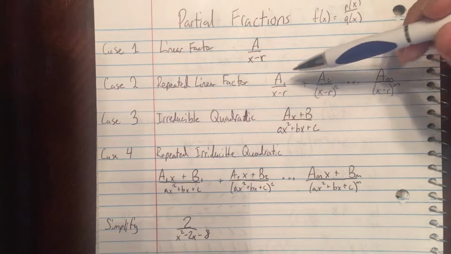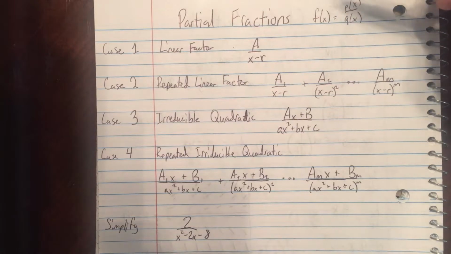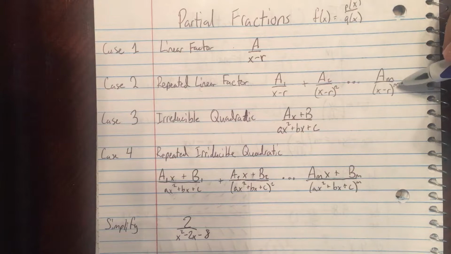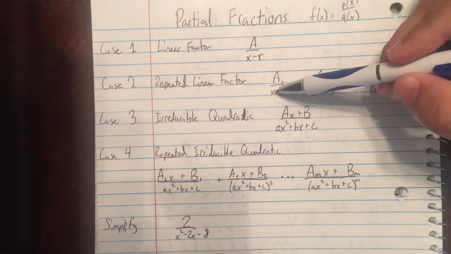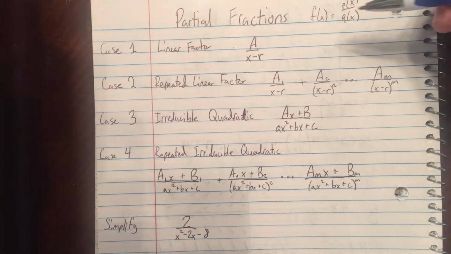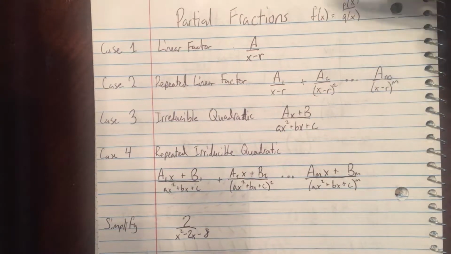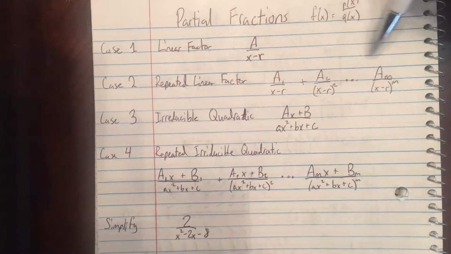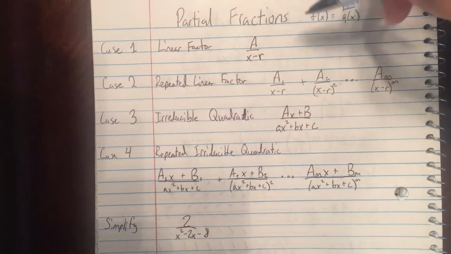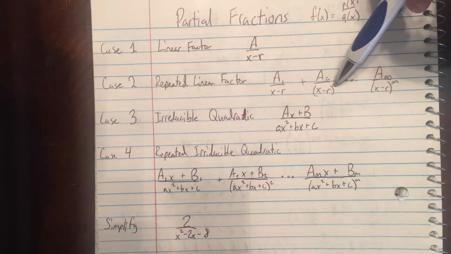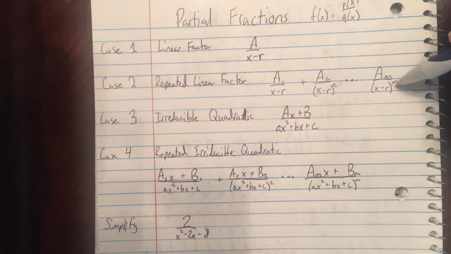The second case, we have a repeated linear factor. So it's going to be the same thing, except this is going to be to some m value. So we could have like x minus 2 squared or x minus 5 to the third or something like that. And this m value is how many partial fractions you will have. So you'll have the first one for the first order, the second one for the second order, and so forth until you hit the last one.